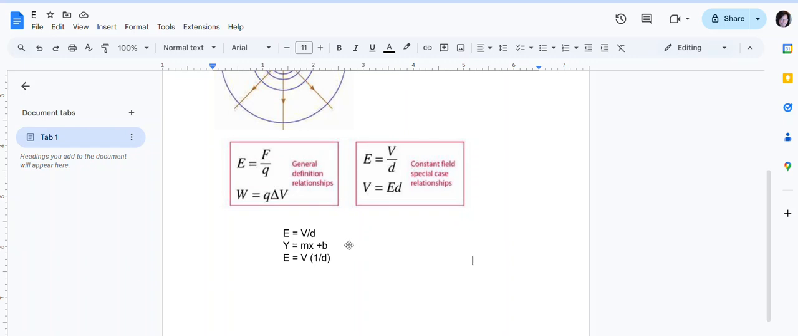And if we were to make a graph of the strength of the electric field as we move away from that point, and we graph electric field on the y-axis and distance on the x-axis, we're going to get an inverse square graph where the slope is the voltage at a particular point.